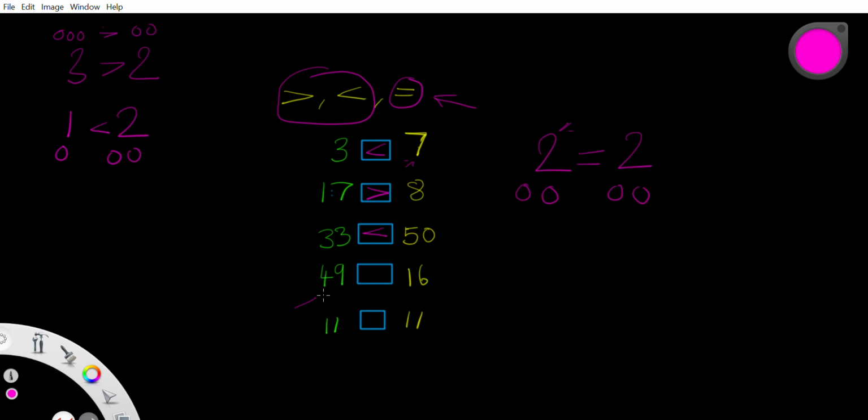And we have 49 here and 16 there. We know that 16 comes before 49, so 49 is going to be bigger. And this last one is pretty special. The last one is always special, for me at least. It has 11 and 11. We know that 11 is not greater than itself, or less than itself, so it's going to be equal to, because there's no difference between them. They're literally the same thing.